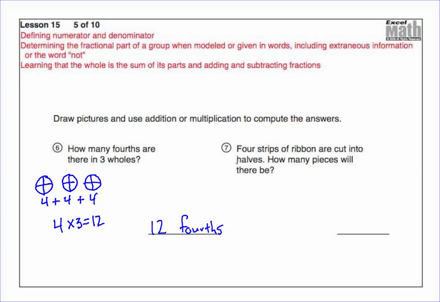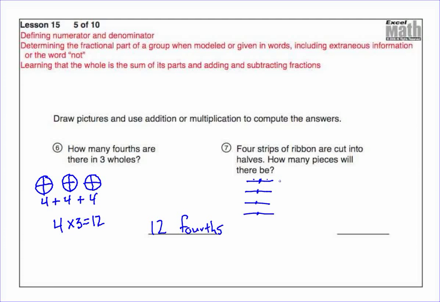All right, pause the video, try number 7. Turn it back on when you're ready for the solution. It says 4 strips of bacon are cut into halves. A ribbon, not bacon. Wow, I got bacon on my mind here. Okay, so here's my 4 strips of ribbon. Cut this one in half, cut that one in half, cut that one in half, and cut that one in half. How many pieces are there?